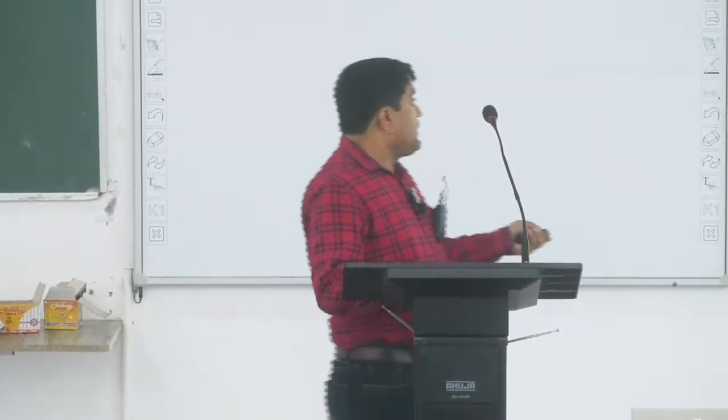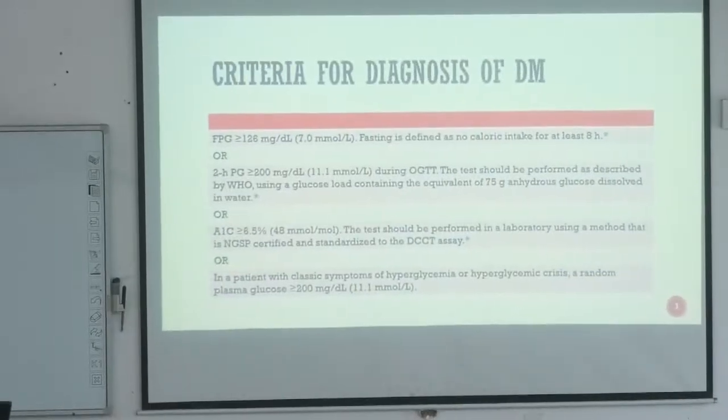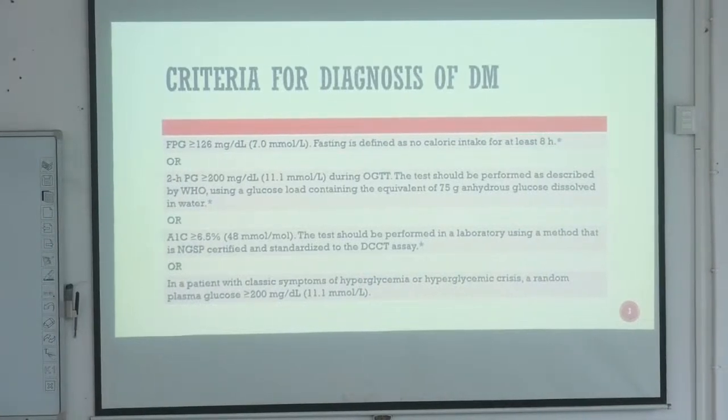Number 3, HbA1c level. There are strict criteria for how to read it. HbA1c level more than or equal to 6.5%, or if the patient has classical symptoms of hyperglycemia like polydipsia, polyphagia, and a random plasma glucose more than or equal to 200 milligram percent. In any one of these conditions, if positive, the person is diabetic.